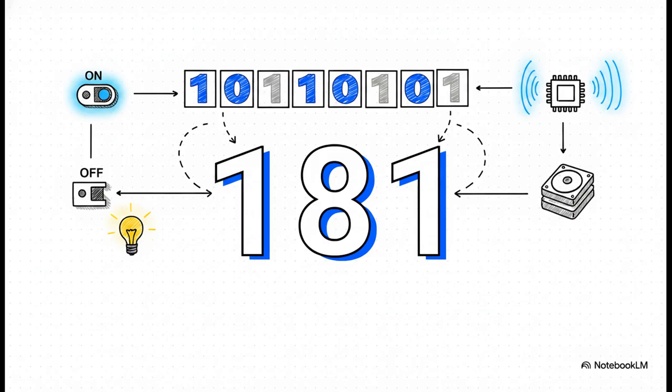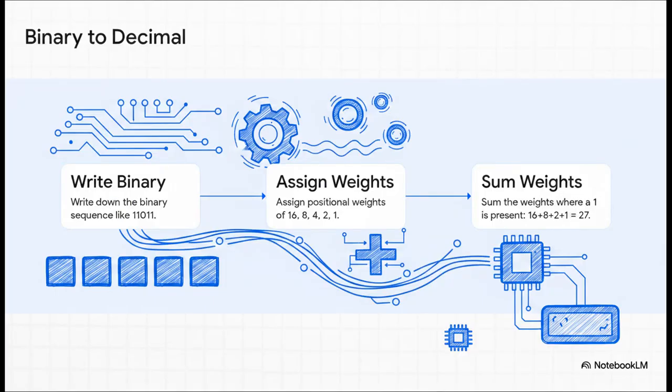But how does it actually know that? Well, it works kind of like our everyday decimal system, just using powers of 2 instead of tens. So instead of a ones, tens, and hundreds place, binary uses 1, 2, 4, 8, 16, and so on. If you've got the sequence 1, 1, 0, 1, 1, you just add up the weights wherever a 1 is present. 16 plus 8 plus 2 plus 1, that's exactly 27. And since basic addition and subtraction rules apply across the board, the computer can use a single highly scalable hardware circuit to chew through massive amounts of math.